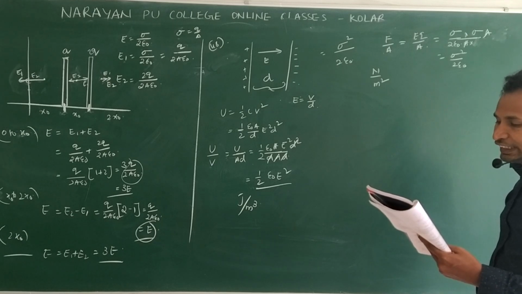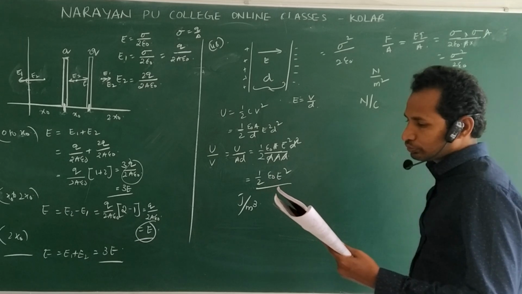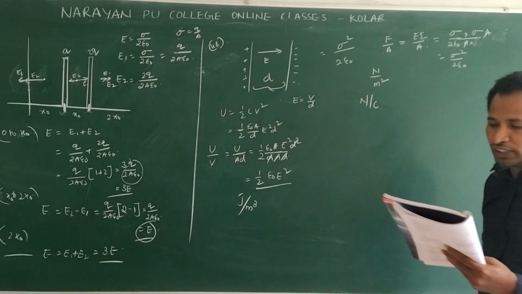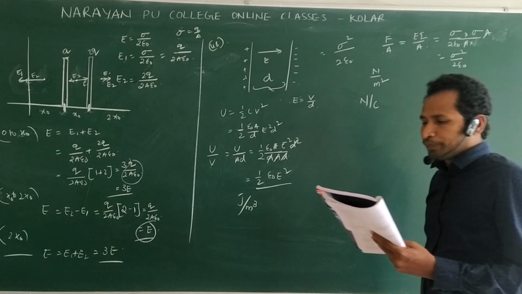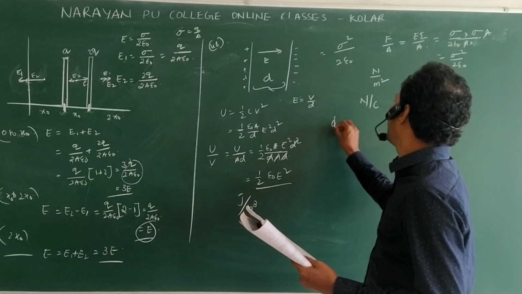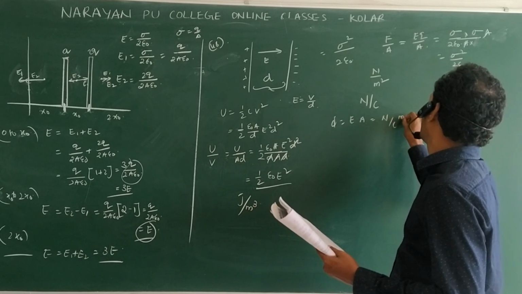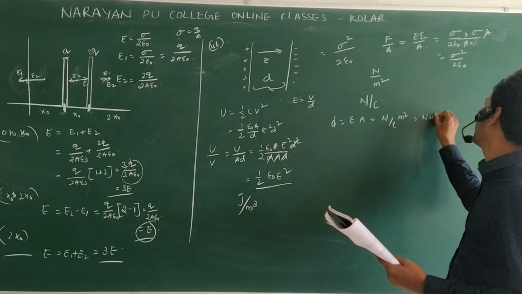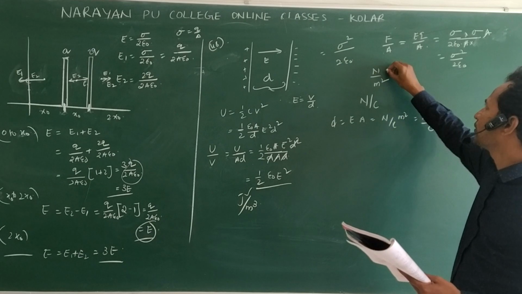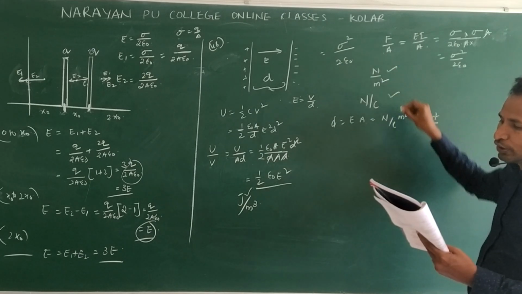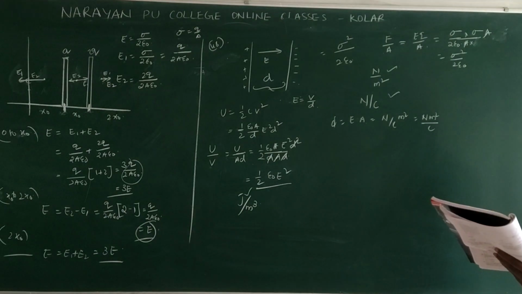Next one is C, the electric field formula. Electric field unit is what? Newton per coulomb. And D option is flux, Q by epsilon naught. Flux formula is what? Flux formula is E into A. E unit is Newton per coulomb, A unit is meter square. So this is Newton meter square per coulomb. First one is joules per meter cube. Second one is Newton per meter square. Next one is Newton per coulomb. Next one is Newton meter square per coulomb. So you select the option.